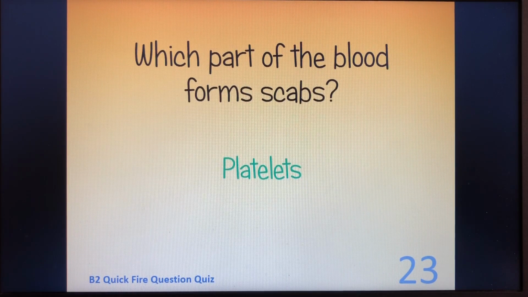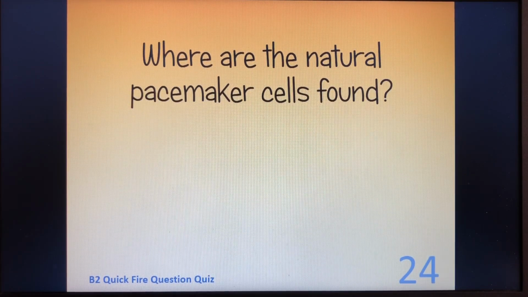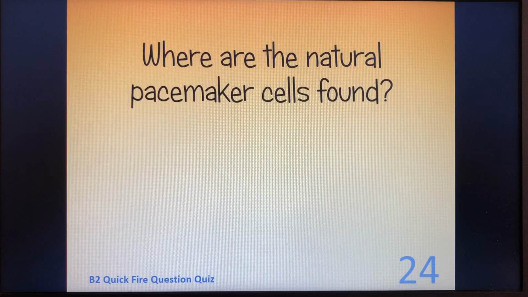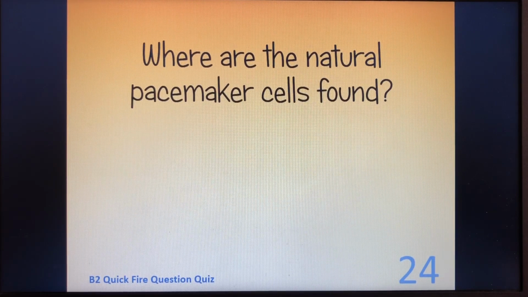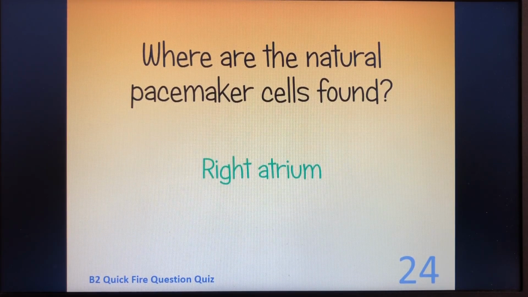Moving on, question 24. Where are the natural pacemaker cells found? These regulate heart rate. They're found in one of the chambers of the heart. And the answer is the right atrium.